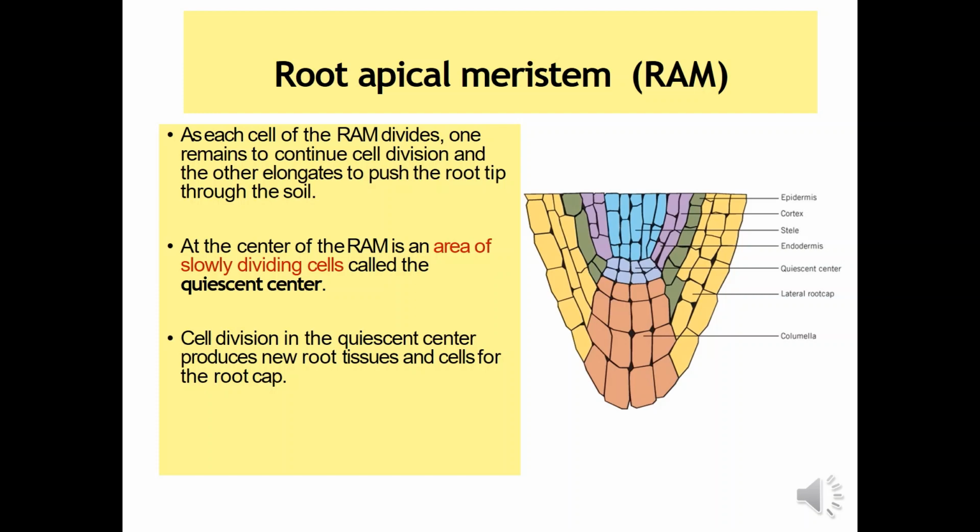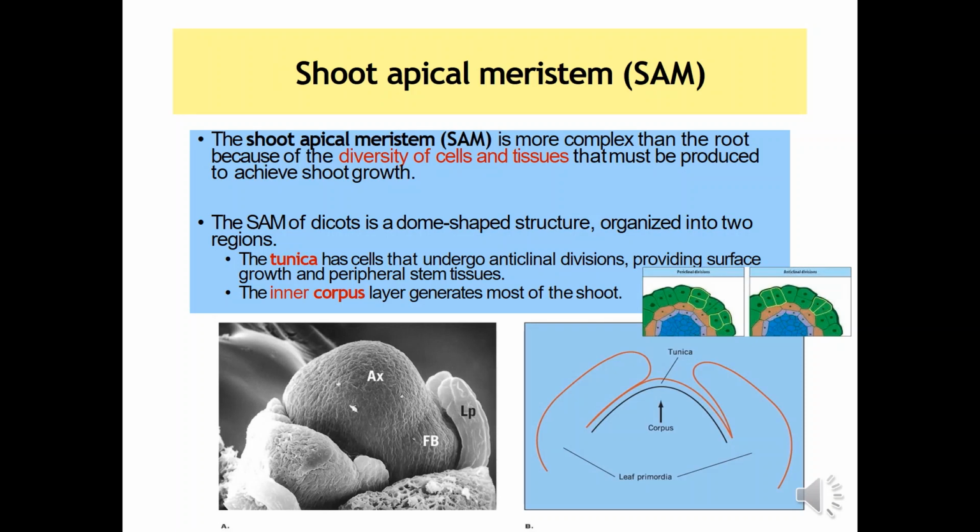Okay, the second meristem is the SAM. For the SAM, if you need to explain its structure, you always need to mention that the SAM is more complex than the root. Why? Because it has a diversity of cells and tissues. When you look at the illustration, you can see that the SAM is a dome-shaped structure, and it is organized into two parts: the first part we call the tunica, and the second part we call the corpus.